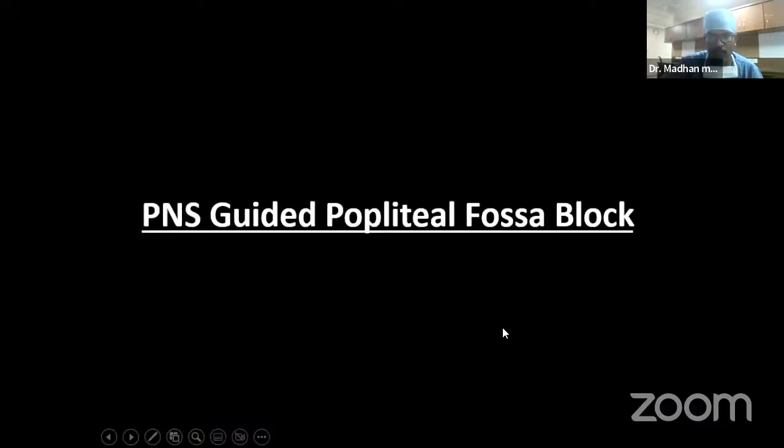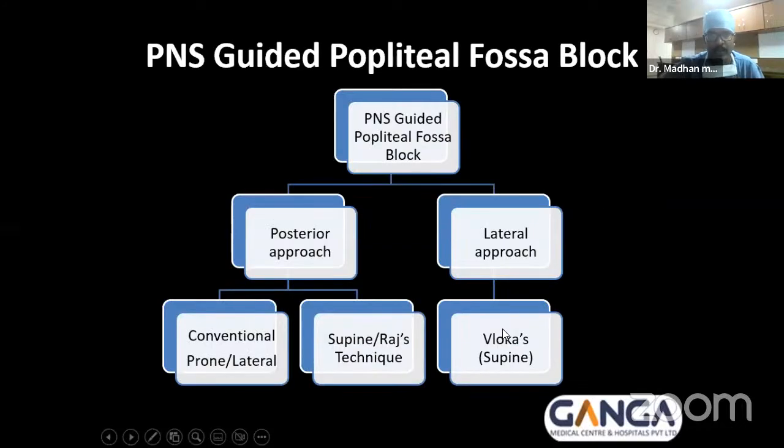Coming on to the PNS guided popliteal fossa block, it is further divided into the posterior approach and the lateral approach. The approach is meant by the direction of the needle. Posterior approach means the needle is going from posterior to anterior direction, whereas in the lateral approach the needle is going from lateral to medial direction. Further, in the posterior approach, there is either the conventional technique, which can be done in prone or lateral position, or the Raj technique, which can be done in supine position. And in lateral, it is called the low cost lateral approach, which can be done in supine position. Let us see one by one.